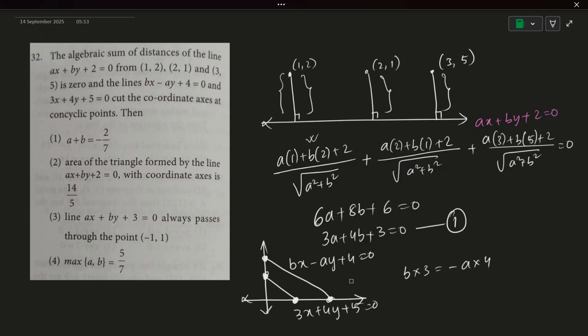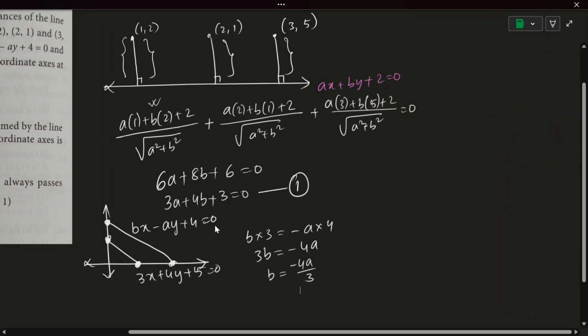Why did I take that? Because these two lines are cutting the coordinate axes and making intercepts, and those intercepts are the concyclic points. When they form concyclic points, the product of x coefficients is equal to the product of y coefficients. Then we get this condition: 3b equals minus 4a. Then b equals minus 4a divided by 3.